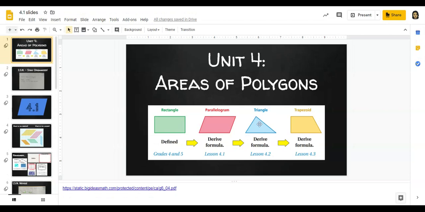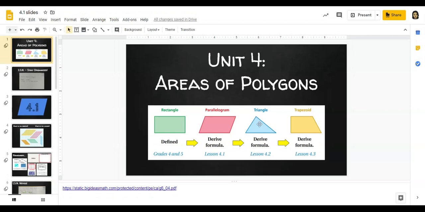All right, so I have created some Google Slides for each section of Unit 4, which was going to be our next unit to study here in sixth grade. So our Unit 4 is area of polygons. Poly means many, and gons means sides. So polygons are shapes or figures with many sides.